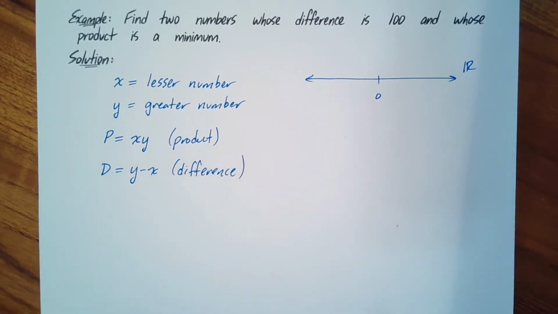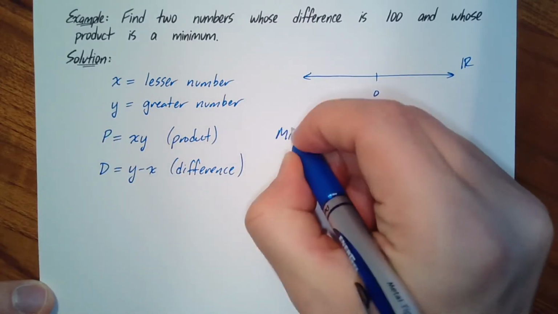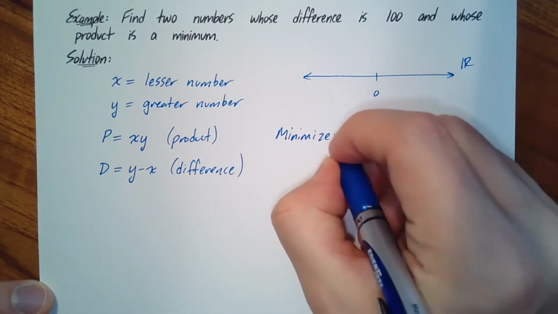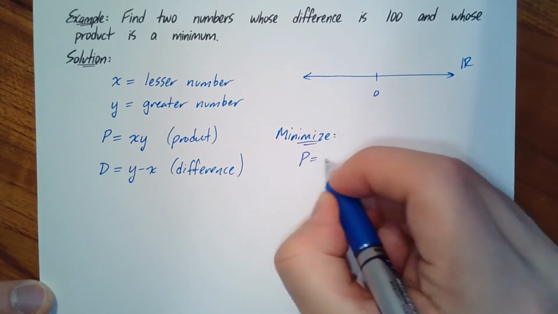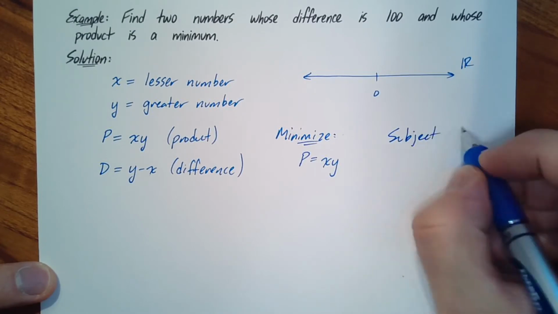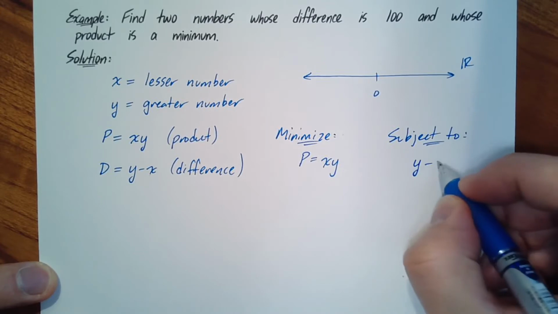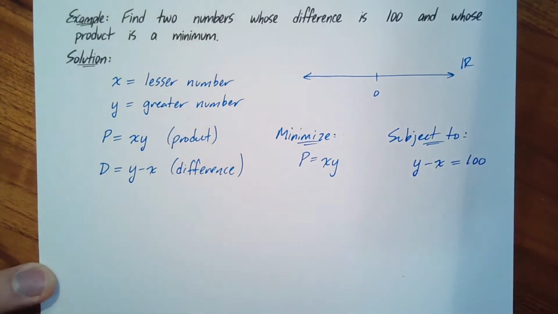Okay, so what's our problem? We want to minimize the product. So we want to minimize P, which is equal to x times y. And then our constraint, subject to y minus x is equal to 100.